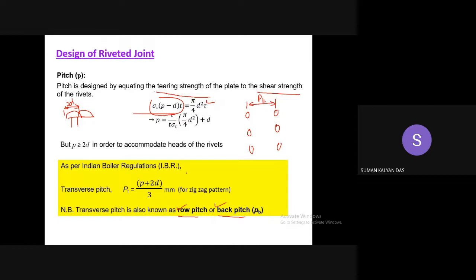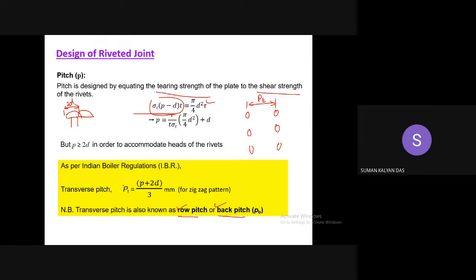This is a document. I am not sure whether they have this, but it is freely available on the internet. I have never googled it. You can google it and see. So in these boiler regulations, rules and regulations about the design of the riveted joint are provided. Many empirical relations have been provided. One of them is this one.